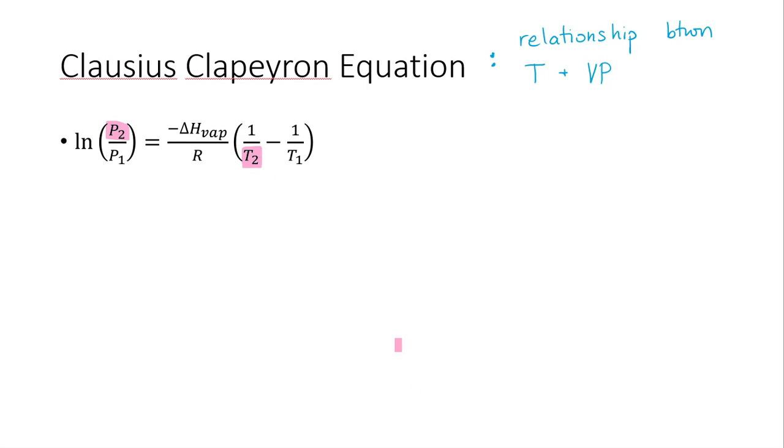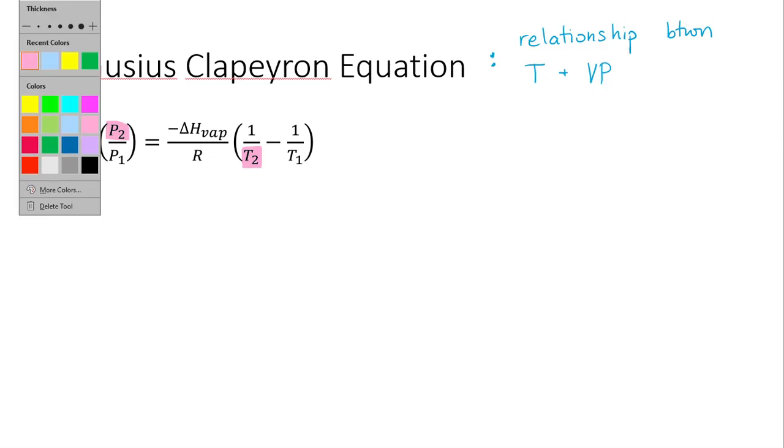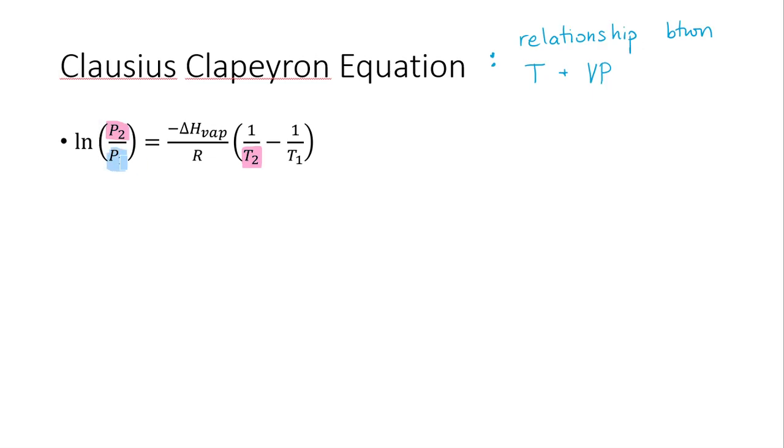And this is absolutely the most important part about getting the Clausius-Clapeyron equation correct. Making sure that whatever vapor pressure is on top in the natural logarithm part matches the temperature that comes first in the 1 over T2 minus 1 over T1. So P2 on top, T2 in the first place, and then P1 on the bottom, T1 in the second place. That has to be the same. So we're talking about 2 different temperatures, 2 different vapor pressures, and how they're related to each other.